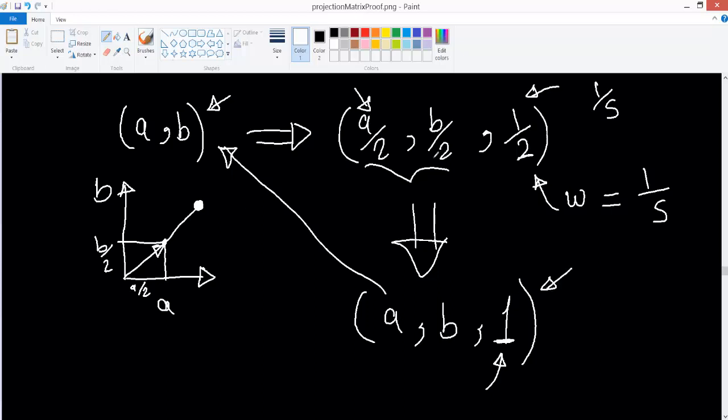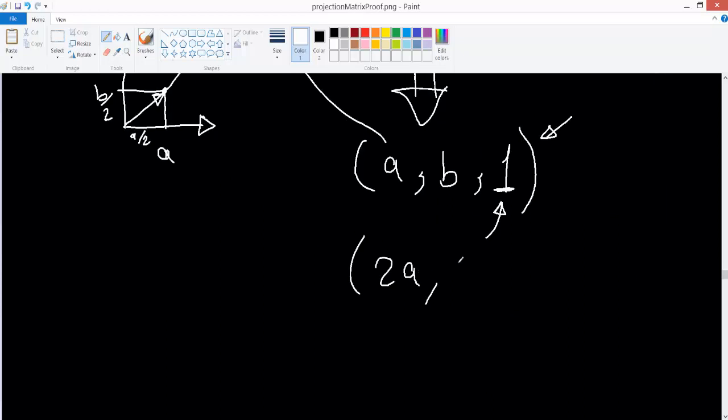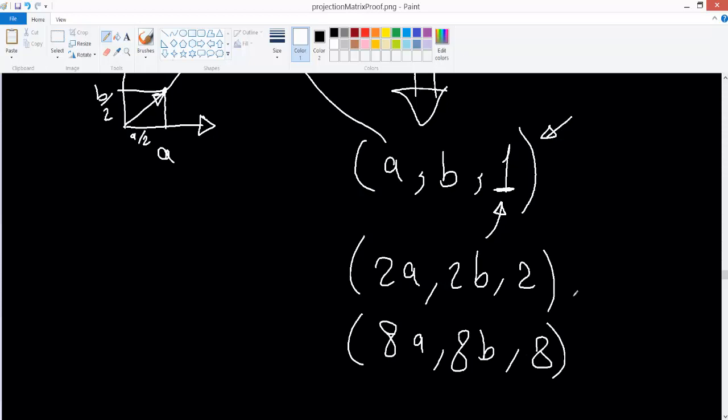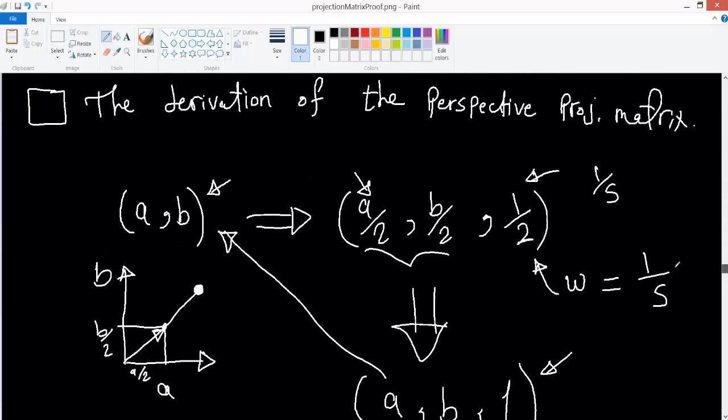So we now have this real point, this homogeneous coordinate of this point, and this special homogeneous coordinate of this same point. Now let's ask a question. How many representations of this real point in the 2D plane can we have in the homogeneous coordinates of the 2D space? The answer, of course, is an infinite number. We can have A over 2, B over 2 and half. We can have A, B, and 1. We can have 2A, 2B, and 2. We can have 8A, 8B, and 8, and so on. So we have an infinite number of possible homogeneous coordinates for this same point in the 2D plane.